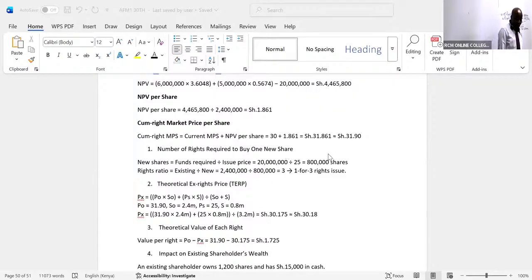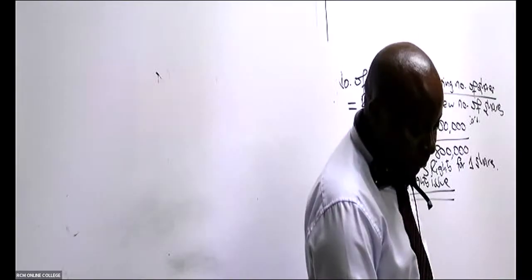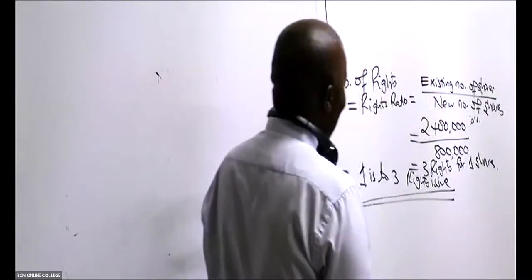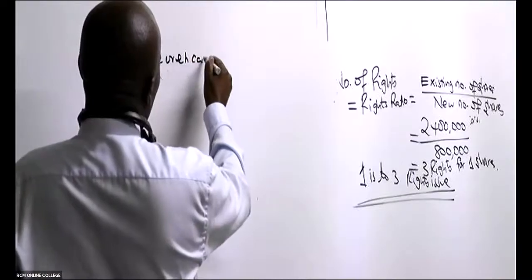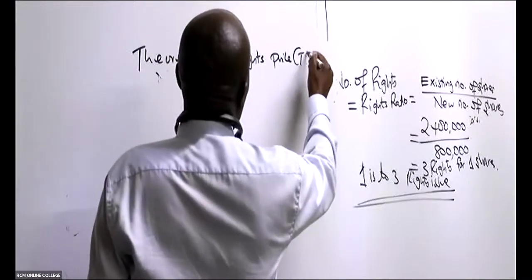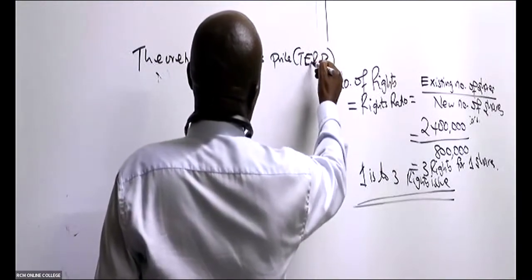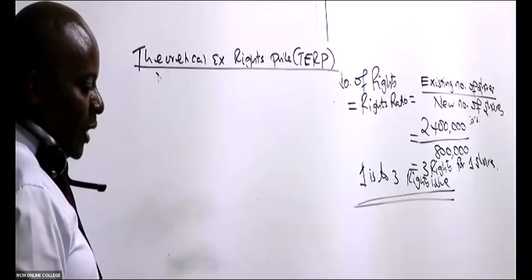Then you look at Roman 3 of this. So Roman 3, what do they want us to give them? They want us to give them the theoretical ex-rights price. Theoretical ex-rights price. So is there somebody who can give me this theoretical ex-rights price? Now remember, we normally abbreviate it as TERP, theoretical ex-rights price.